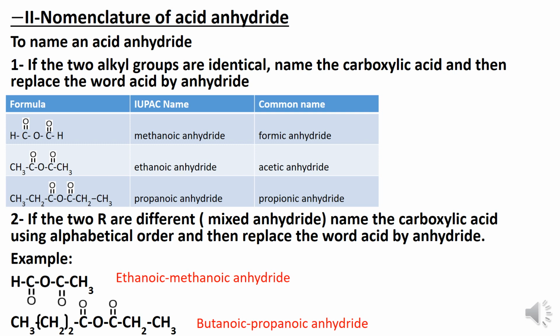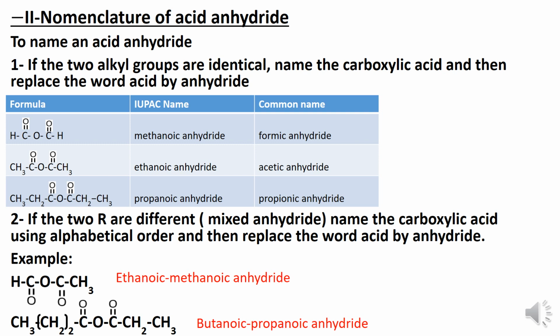Let's take the first formula where you have only two carbon atoms, one on each side, present in the functional group of the acid anhydride, and the R here, both are equal to hydrogen. What does it mean? It means you have methanoic anhydride. The common name for it is formic anhydride.